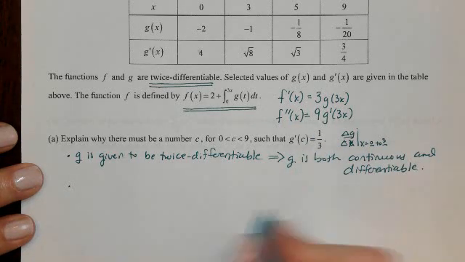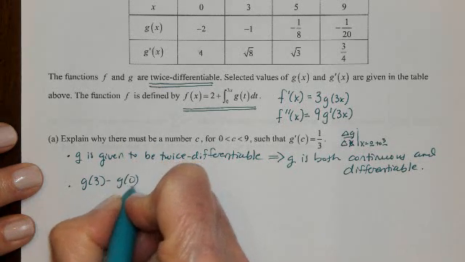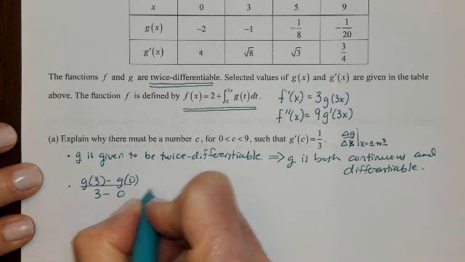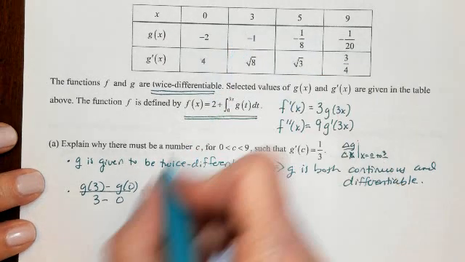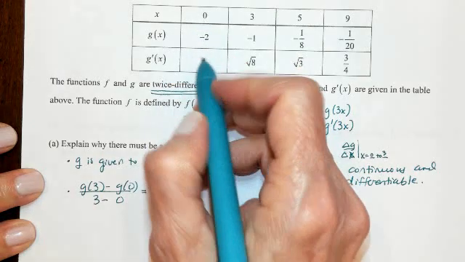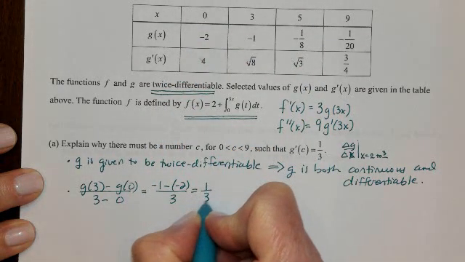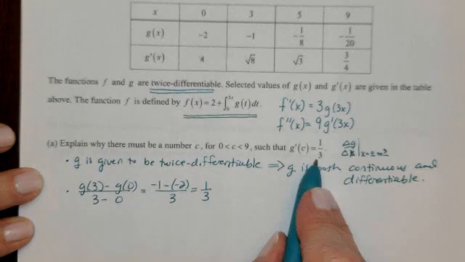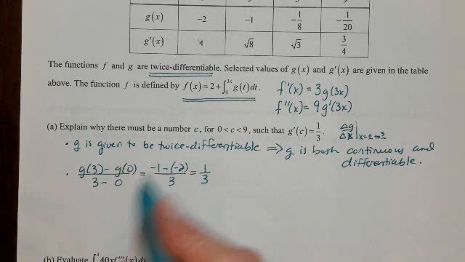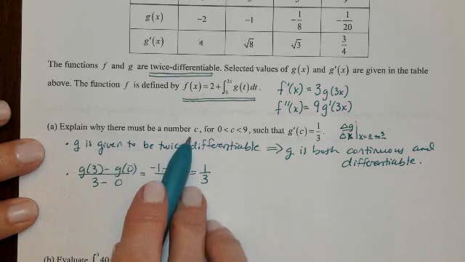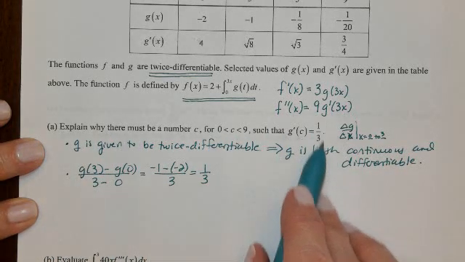So I'm going to say G of 3 minus G of 0 over 3 minus 0 is equal to, so G of 3 was my -1, G of 0 was my -2, and this is equal to 1/3, which is what I needed it to be, right? So after I state those two, I can say, therefore, there must be a C in between 0 and 9 such that G prime at C is 1/3.